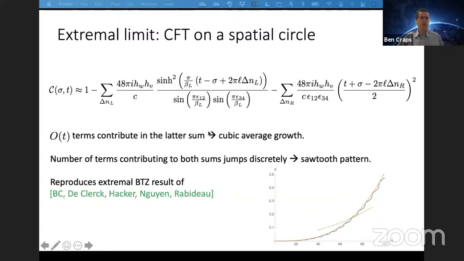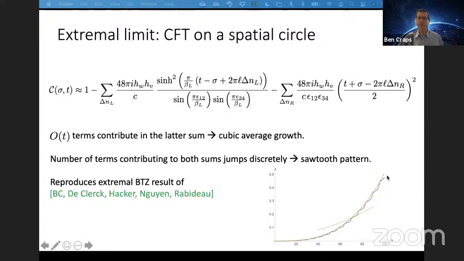And okay, if you do the computation, wait, no, I think I got that backwards, sorry. If you do the computation, you see that there's order T terms that contribute to this latter sum. And since each of the terms grows like T squared, if you have order T of them contributing, you get a growth of order T cubed. So that's the average cubic growth that I was showing you before.